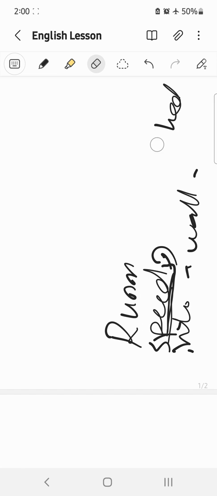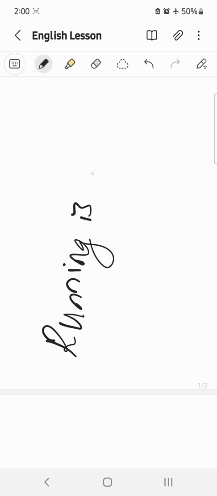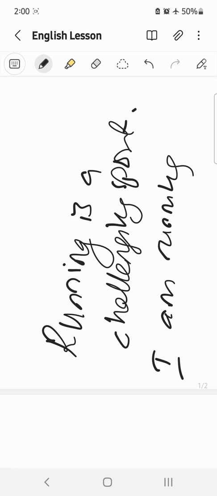Now we're done with the infinitives, we're done with the participle, and now we're going to deal with the gerund. The gerund looks pretty much the same as the participle. Let's take the same example. I said running at high speed, right? Now the gerund is a verb form, okay? It also has the ing, but it acts as a noun. So if I say running is a challenging sport, and if I say I am running, which one do you think is a noun and which one do you think is a verb?